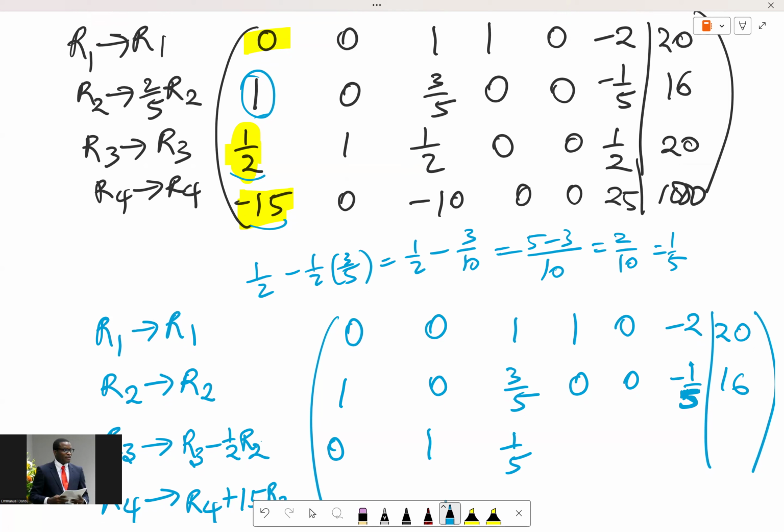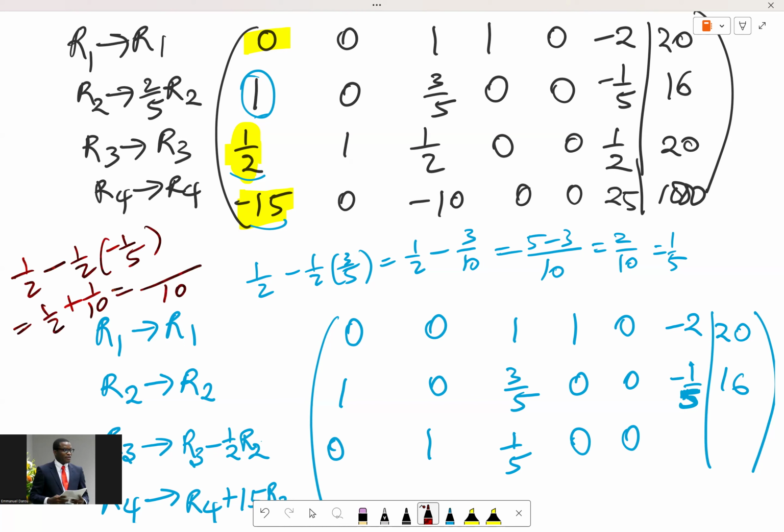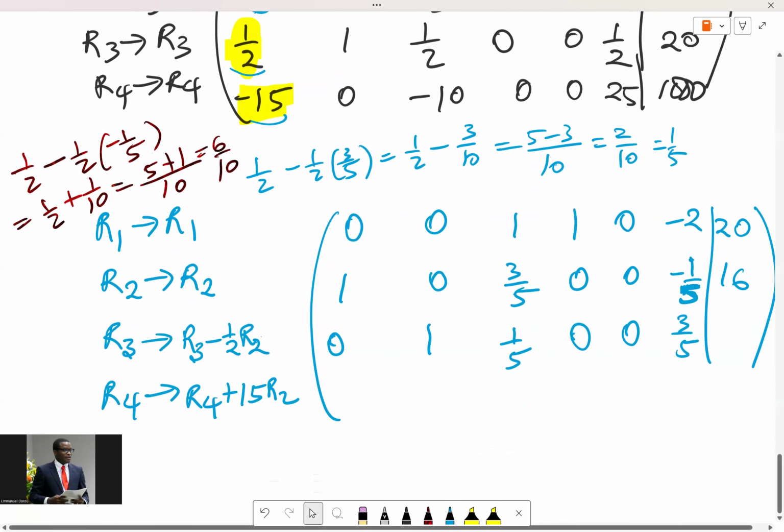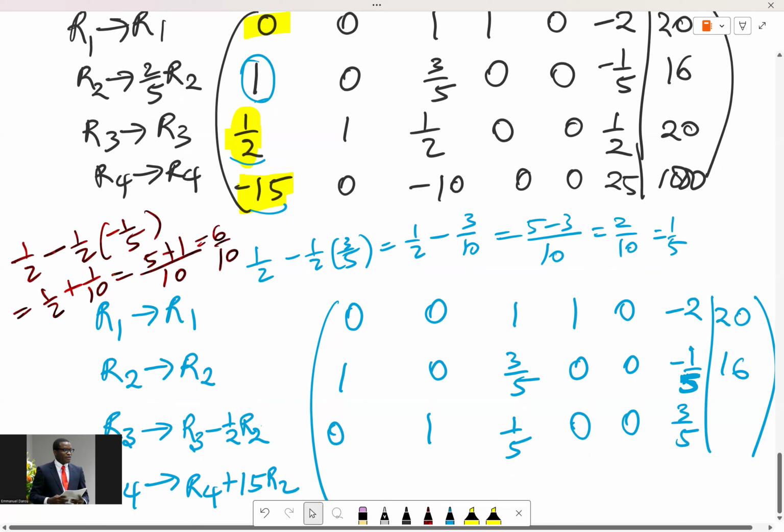So next one, okay. Again, 0 minus half of that is simply 0. This is also 0. Then again, we have half minus 1 over 2 into minus 1 over 5. So that is 1 over 2 plus 1 over 10. So LCM again is 10. 2 in 10 is 5 plus 10 in 10 is 1. That's 6 over 10, so that will simply be 3 over 5. So this place is going to be 3 over 5 now. Then here we have 20. So that's R3, that is 20.